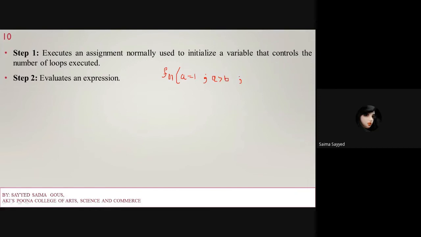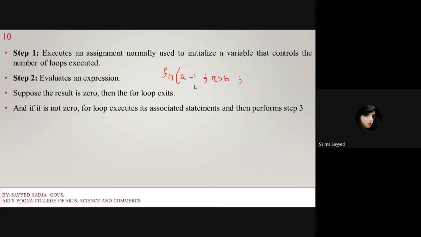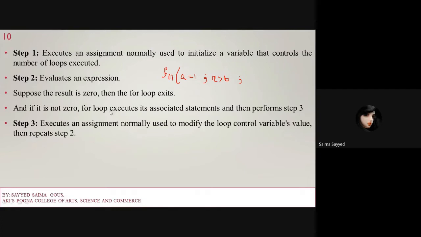So perform this particular task unless a is greater than b. Next, in the second step, suppose the result becomes 0, then it will exit, and if it is not equal to 0, or whatever the conditions are, it continues to the third step. The third step is normally to modify the loop control variable value, like it repeats or increments, like a++ and b++. The value of a will be incremented or decremented, depending upon the conditions. So this is the way of defining a for loop.